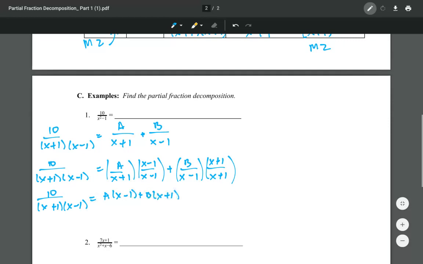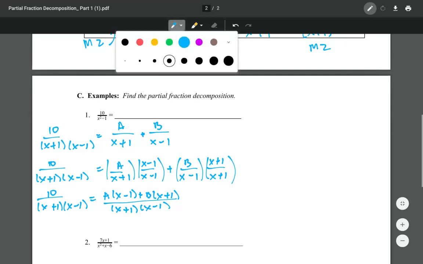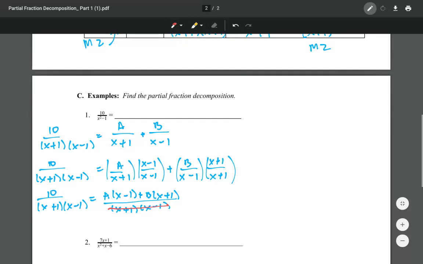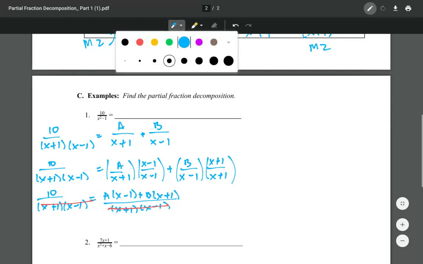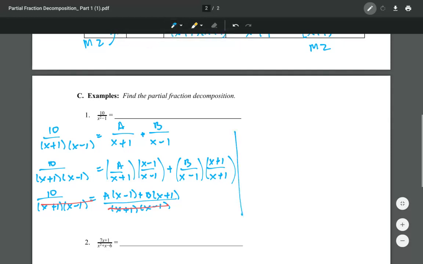X plus 1. My denominator is the same, so I can combine these. X plus 1, x minus 1. Even if you have this in a different order, it doesn't matter. And this being the denominator, your denominators match. So I don't need to set those equal as I move into step 2. I'm trying to solve for a and b, and I'm going to do this using zeros.